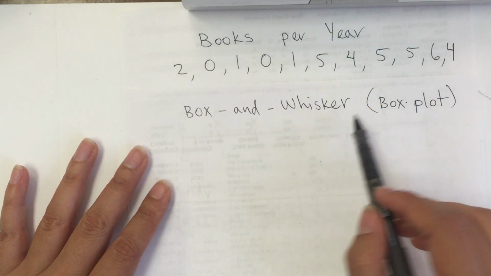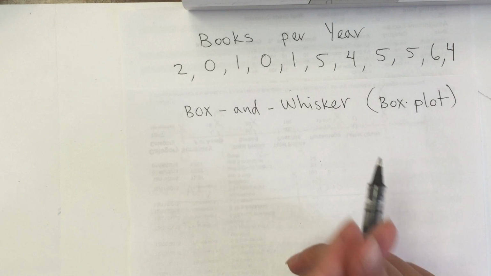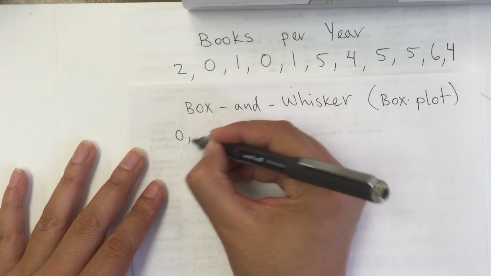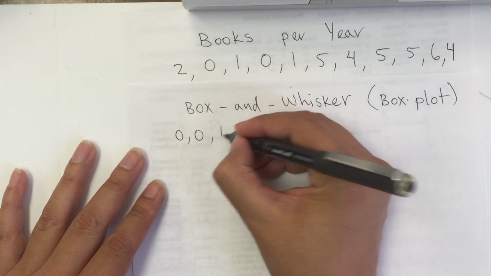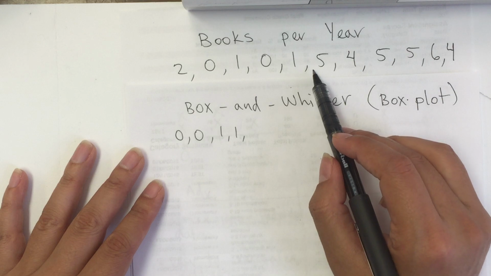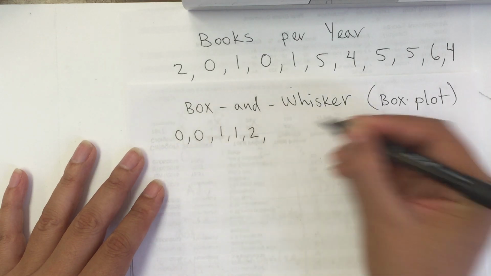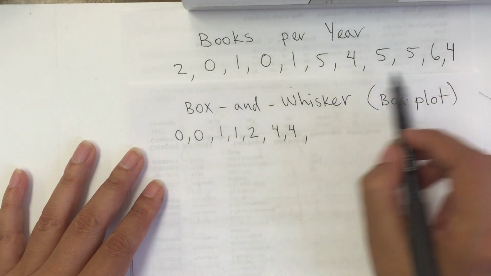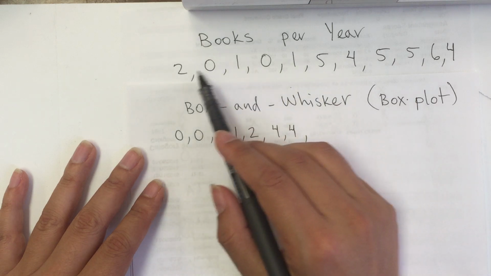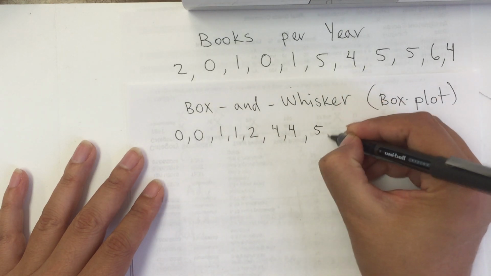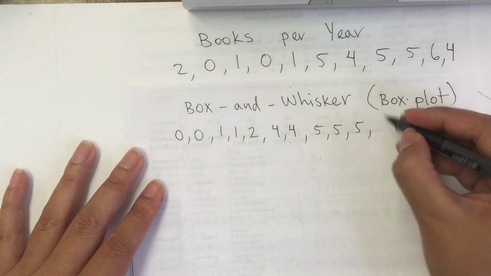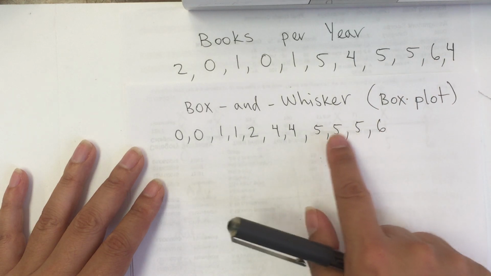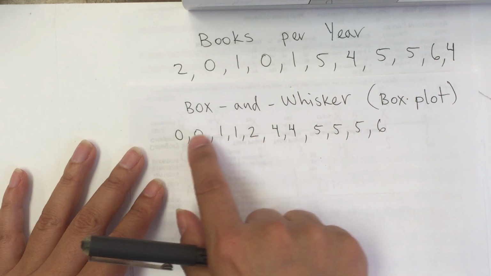And so for the box and whisker, you need 2 things. The first thing is to put this in order. So you have 0, 0, 1, 1, 2, no 3s, 4, 4, and then 5, 5, 5, and 6. So I should have 1, 2, 3, 4, 5, 6, 7, 8, 9, 10, 11.